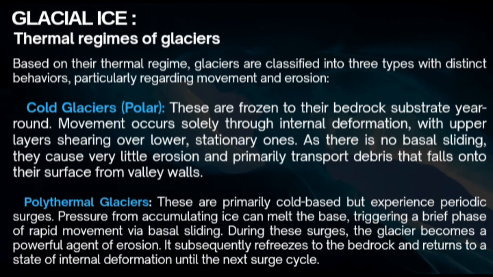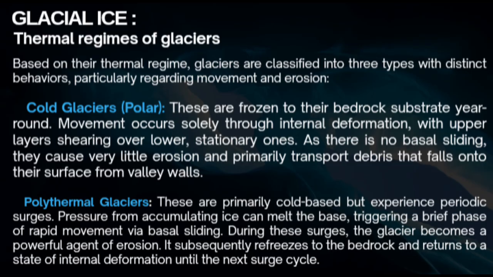Now we're going to thermal regimes of glaciers. Based on their thermal regimes, glaciers are classified into three types with distinct behavior, particularly regarding movements and erosion. One, we have cold glaciers. Second one is polythermal glaciers. And lastly, temperate glaciers. First we have here is cold glaciers.